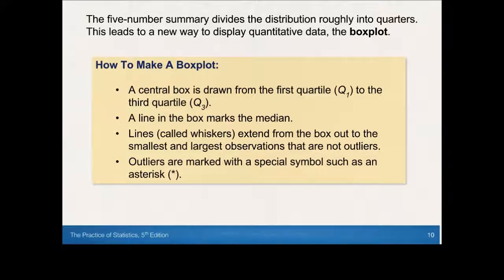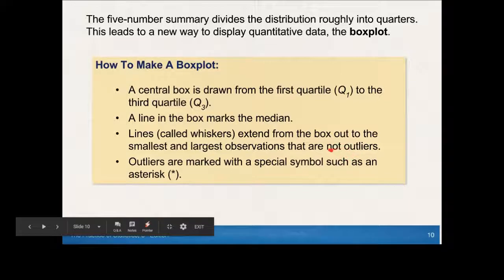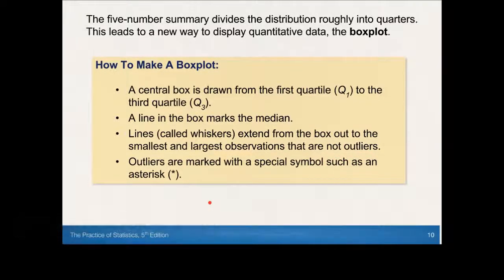A central box is drawn from the first quartile to the third. A line in the box indicates the median. The lines, called whiskers, extend out of the box to the largest and smallest values that are not outliers. And that's kind of key there. We don't include the outliers. Outliers are marked with a special symbol such as an asterisk.